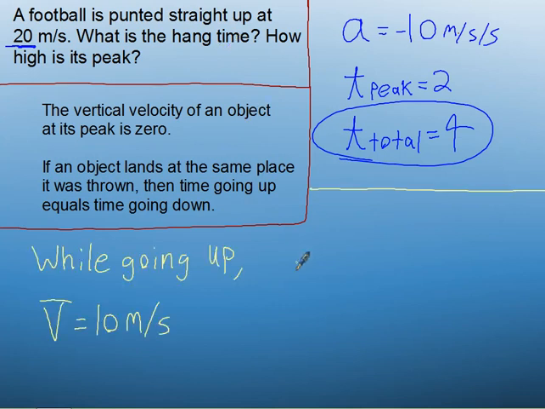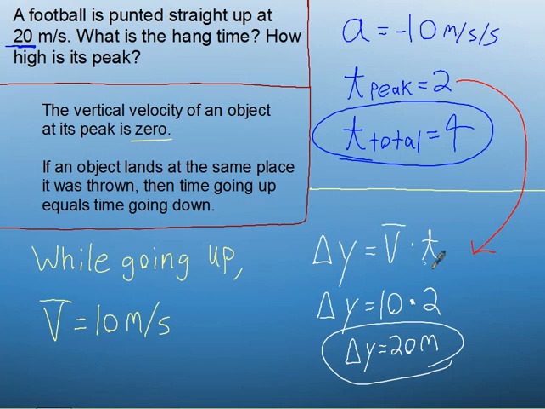Now, during the upward part of the ball's flight, its average velocity was 10 meters per second. And I know that because it started with a velocity of 20, but at the peak, its velocity was 0. So if you started at 20 and ended at 0, if you find the middle of those two numbers, you get an average velocity of 10 meters per second.